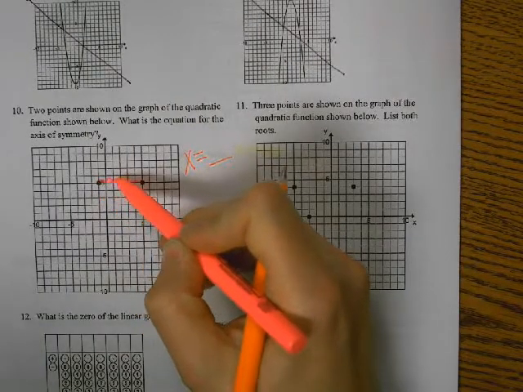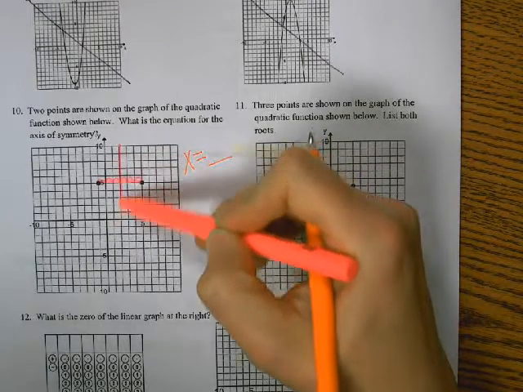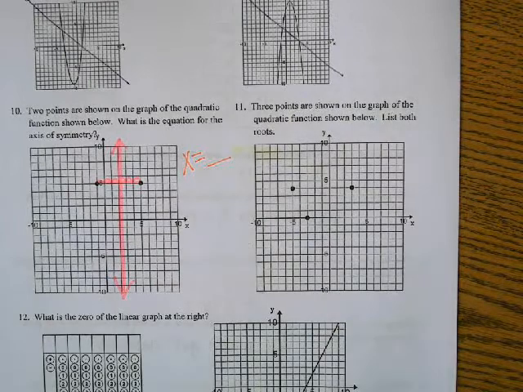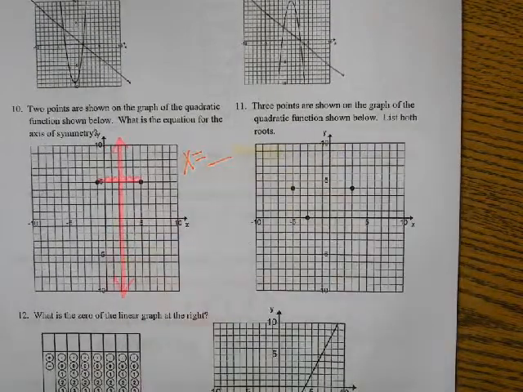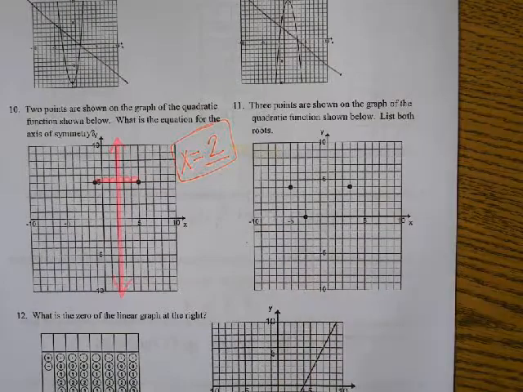So let's count. It's 1, 2, 3, 4, 5, 6. So the middle's going to be right here. Where does that touch the x-axis? Right at 2. X equals 2. Okay?